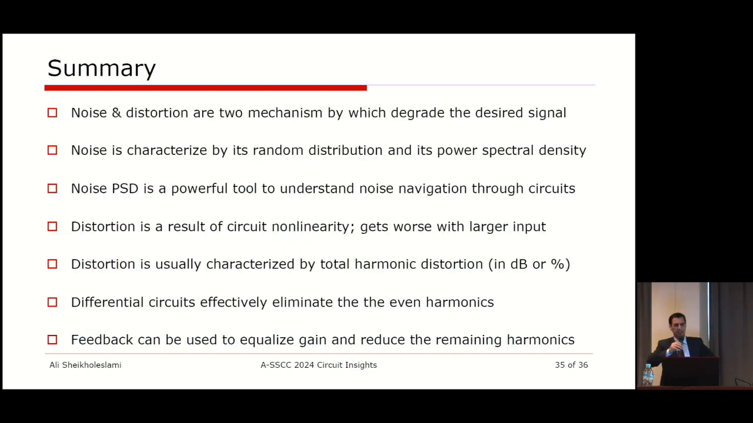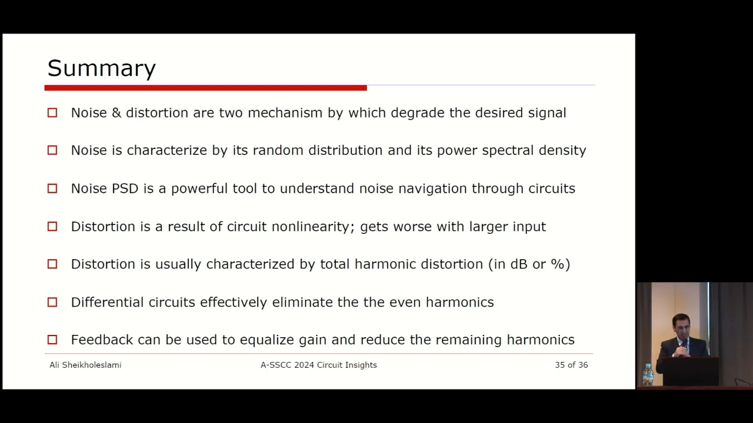So this brings me to the summary. This is what I talked about. I said noise and distortion are really two mechanisms by which the desired signal is being degraded, right? But they're two different beasts. Noise is characterized by its random distribution and its power spectral density. That's what we said. And we said noise power spectral density is a powerful tool to understand noise as it navigates through the circuit, because you can multiply it by the magnitude of the transfer function squared, find its power, find its shape, and then essentially manipulate from the beginning of the circuit to the end to see how noise affects different signals in your circuit.